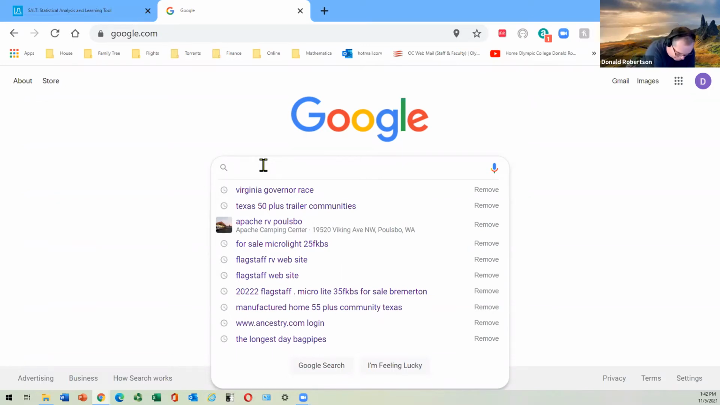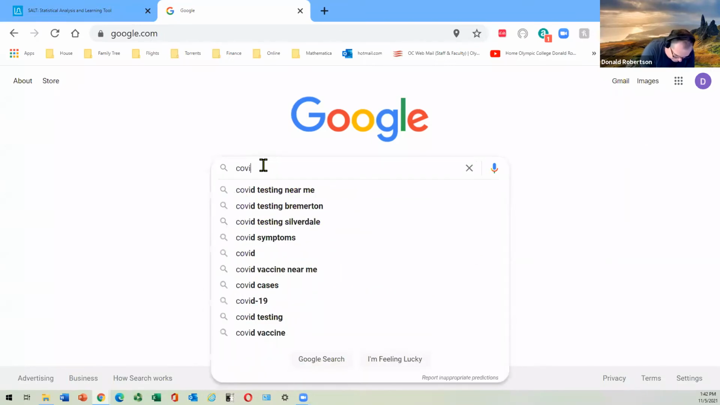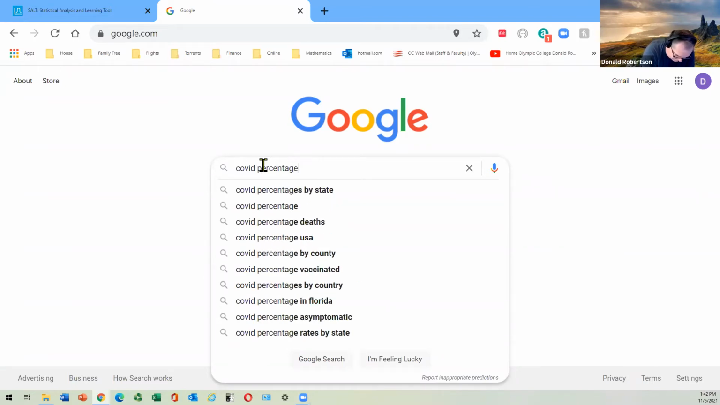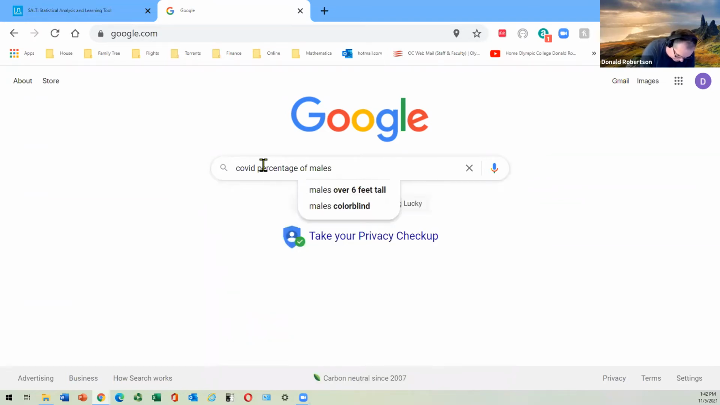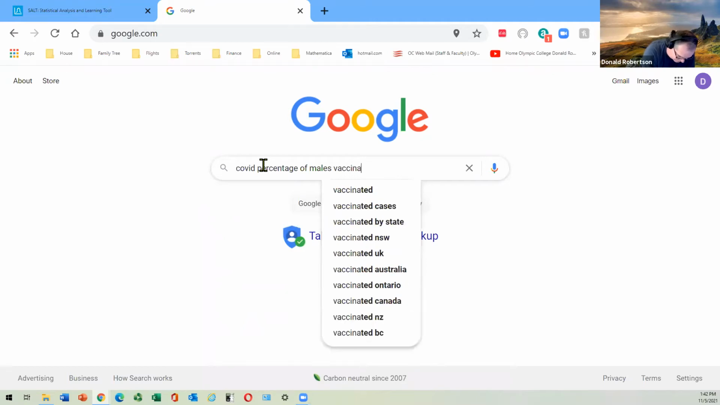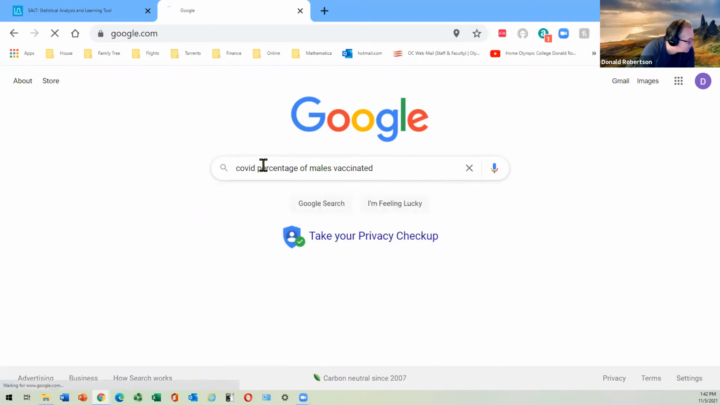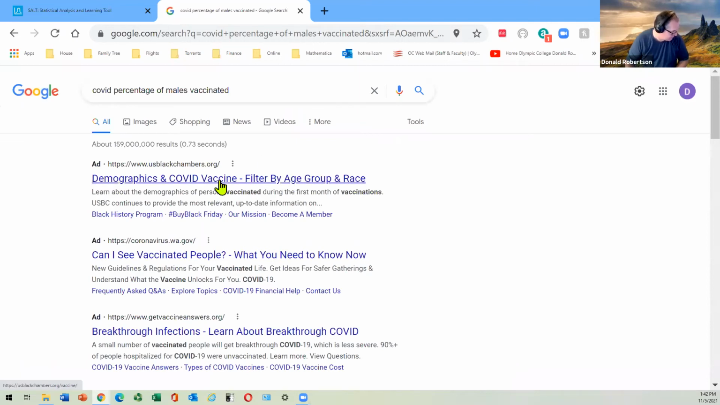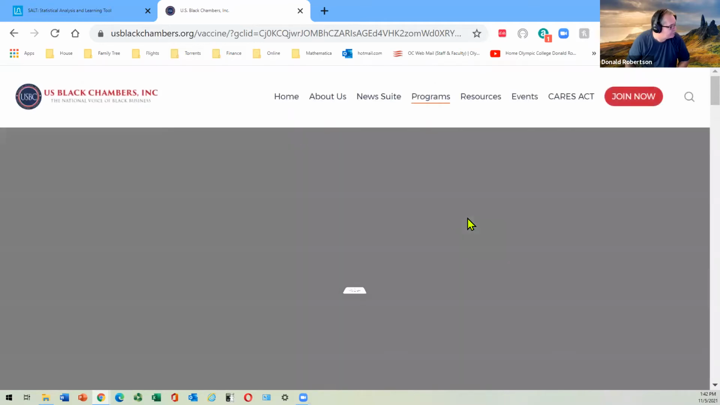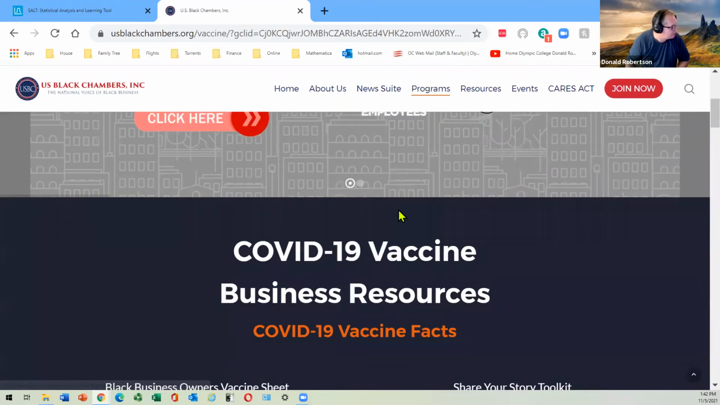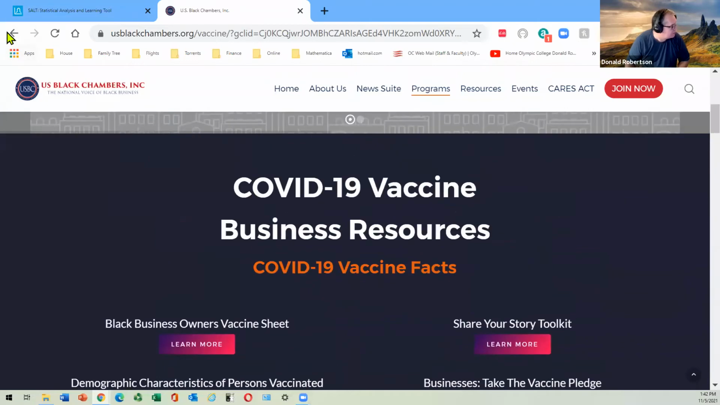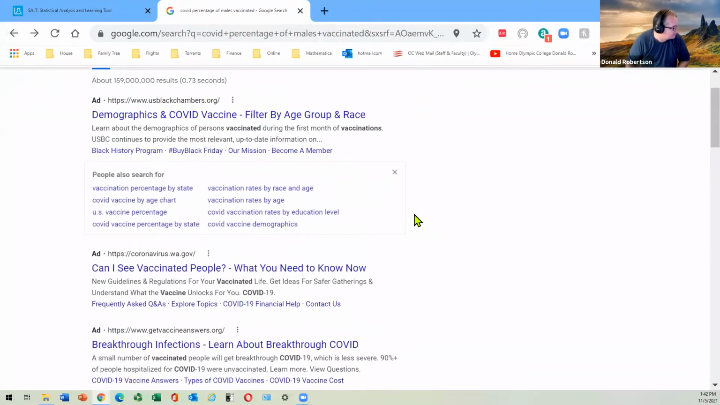Okay, let me try some. Let's do COVID. Percentage of males vaccinated. Okay. No idea what this site is. So hopefully it's telling the truth. I don't have a business. That's probably.